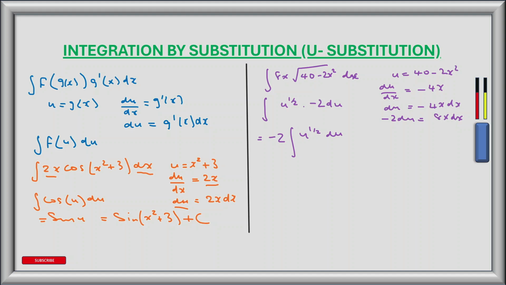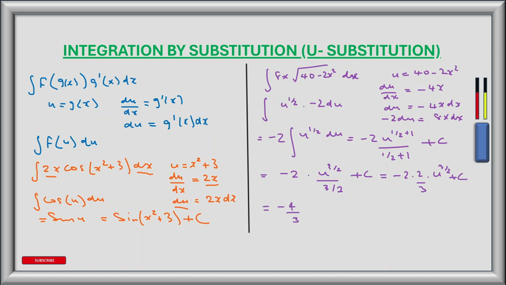So if we use the power rule to integrate this, we have minus 2 u to the power of a half plus 1 divided by a half plus 1 plus the constant of integration. So this is equal to minus 2 times u to the power of 3 over 2 divided by 3 over 2 plus c. So this is equal to minus 2 times 2 over 3 times u to the power of 3 over 2 plus c, which is equal to minus 4 divided by 3 times u to the power of 3 divided by 2 plus c.